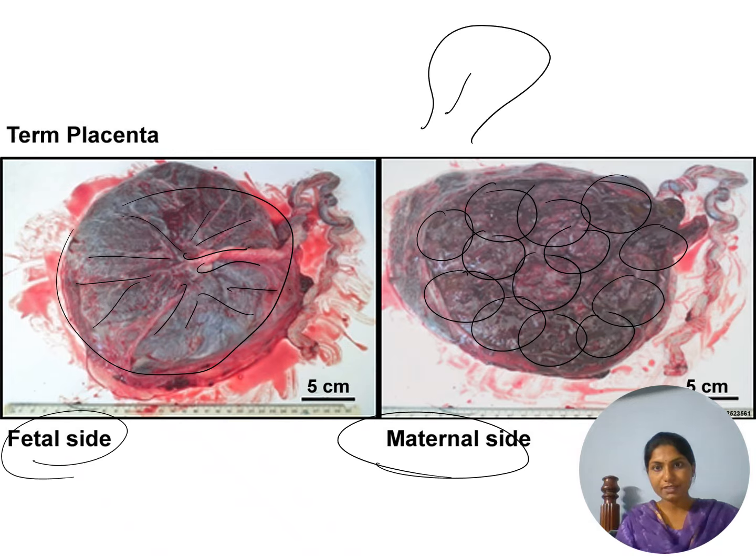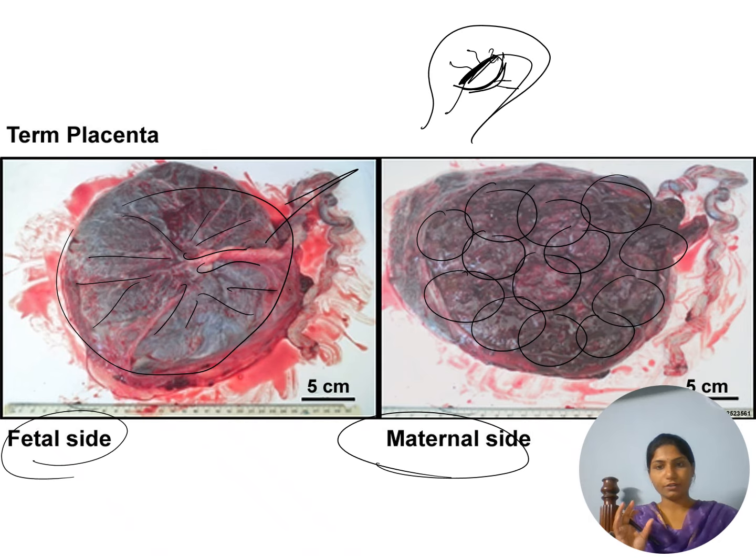So if this is the uterus and this is the placenta, this maternal side is in contact with the uterus. But this is the fetal side, which is in contact with the fetus. And here there are spiral arterioles coming in, and there is the maternal-fetal interface. So in toto, this class explains the development of the placenta.